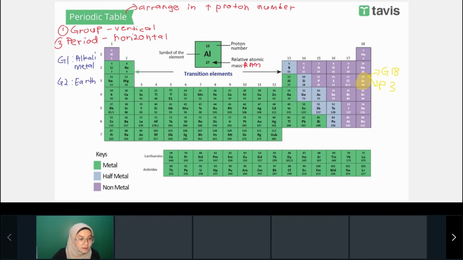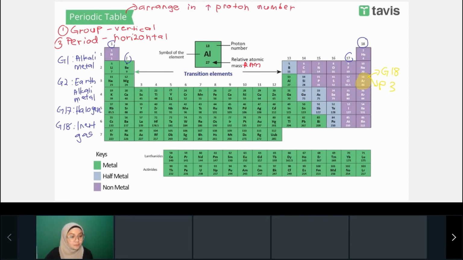Okay, group 17. Group 17 is halogen. Please remember these 4 groups. Another one, group 18. What type of group is this? Group 18 is the inert gases. They are inert. They do not react with anything.